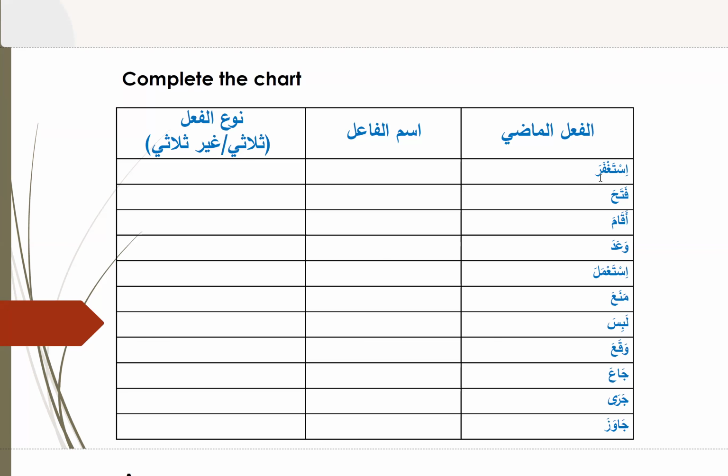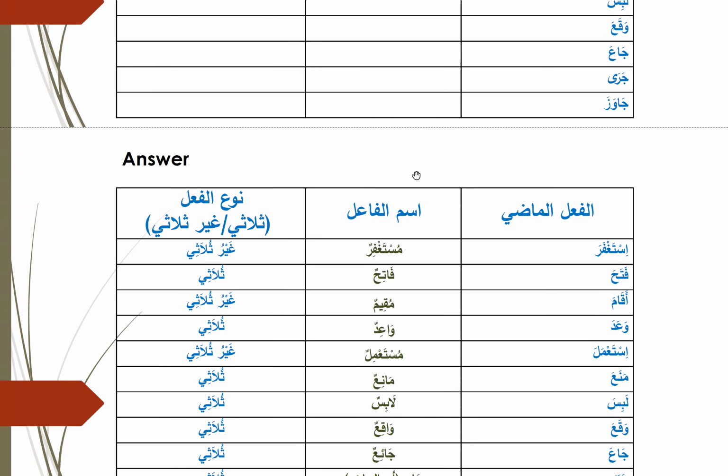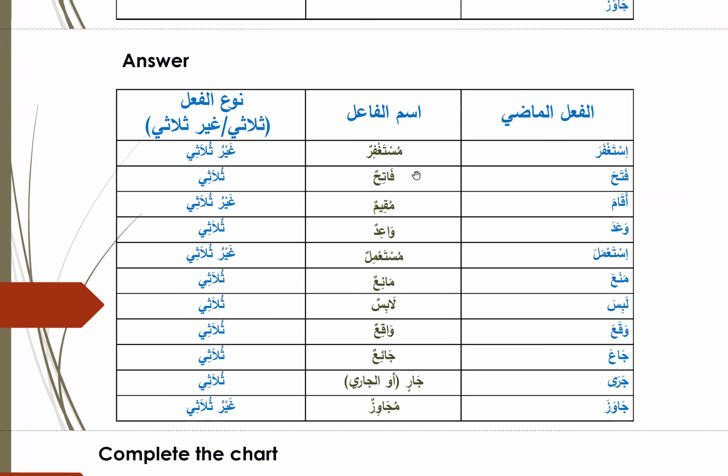It is more than 3. Since it's more than 3, we cannot do the ism fa'il on the past tense. We need to change it to present tense. So istaghfara, the present tense is yastaghfiru, as is given here. Well, let's look at the answer here. Yastaghfiru is the present tense.